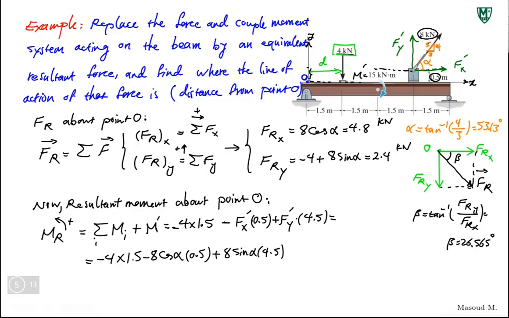M prime. Exactly, Elizabeth. Thank you. We forgot about that. We're missing that. Exactly. So I have to actually add it here, and that is going to be negative because it's clockwise. So I just add that minus 15, and this minus 15 there. So if my calculation is right, whatever comes out of it, the procedure is right.